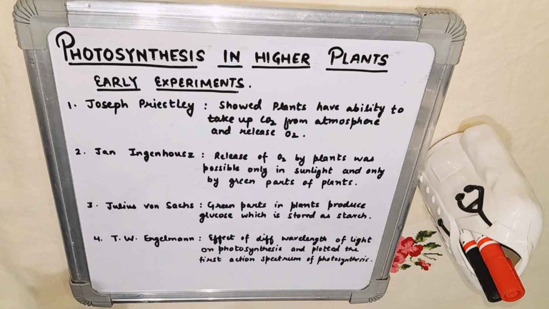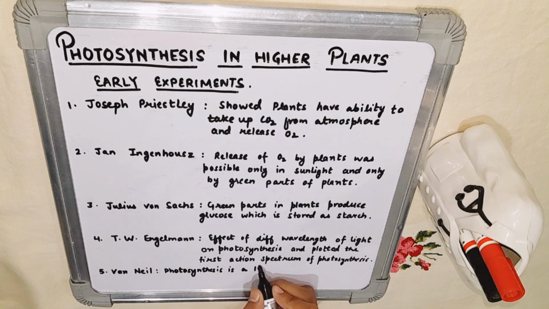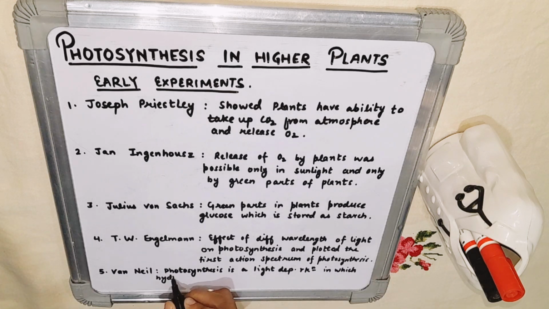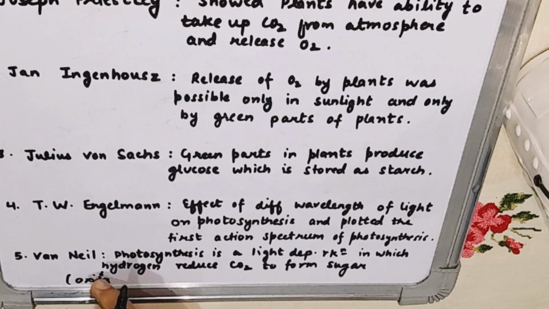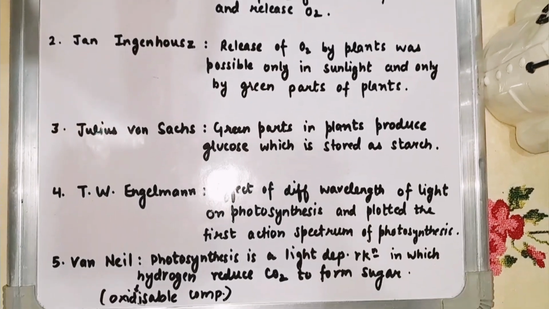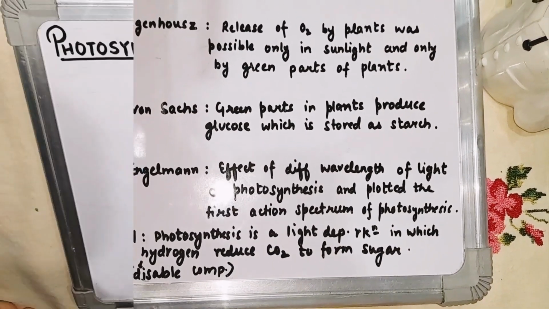photosynthesis. Next experiment was performed by Van Niel, which states that photosynthesis is a light-dependent reaction in which hydrogen, which is an oxidizable compound, reduces carbon dioxide to form sugar. So these are all the early experiments on photosynthesis.